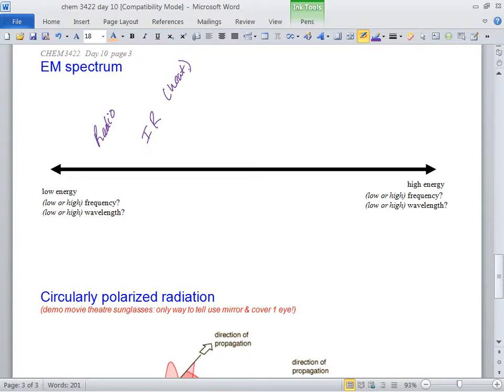Gamma rays. High energy, low energy? High. Really high. That's the stuff that comes out of supernovas and stuff. How about the type of radiation that can go through skin but not through bone? Ultraviolet's another one. That one will give you sunburns, but let's do this one first. It can go through skin but not through bone. It's just not energetic enough. If you break something, you're going to get one of these. X-rays.